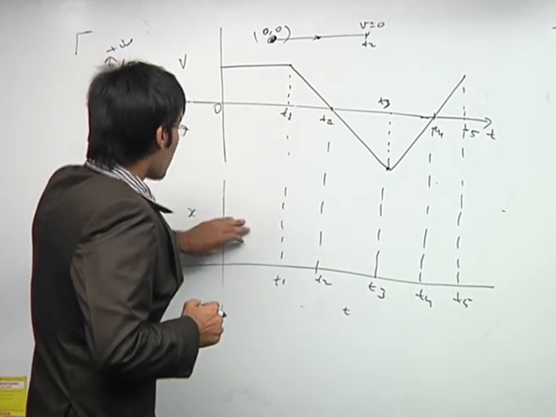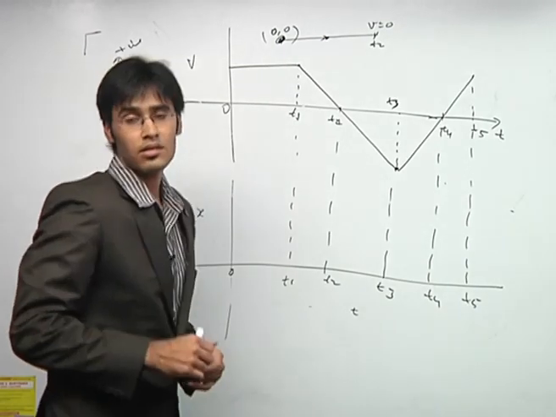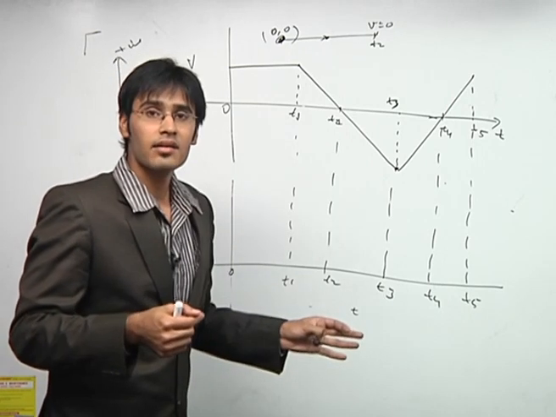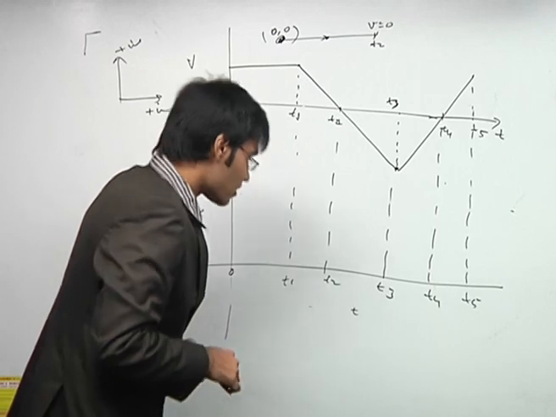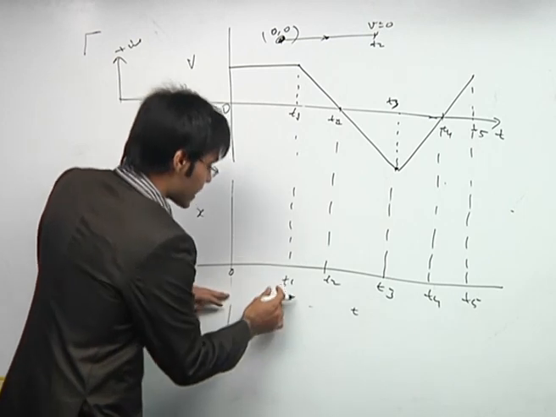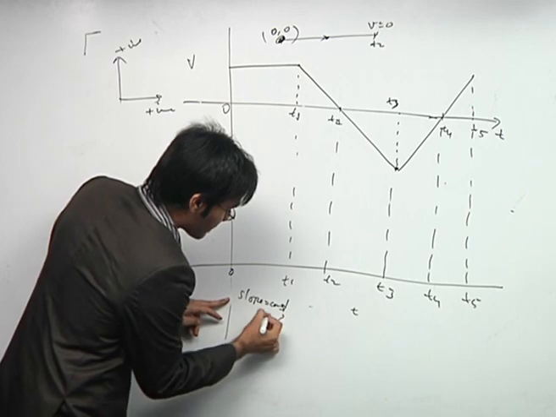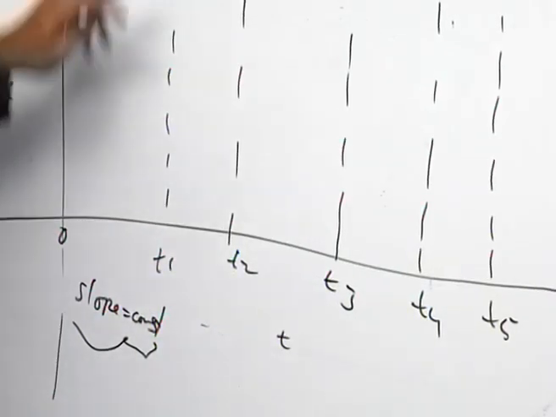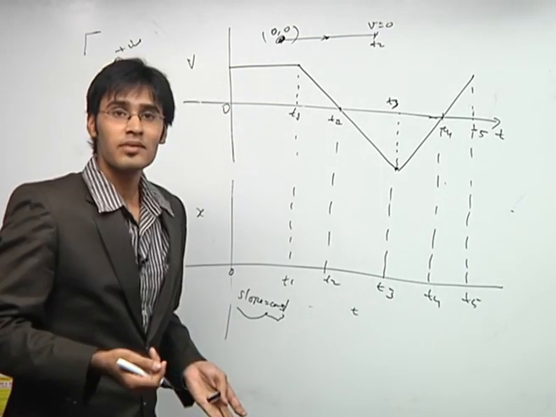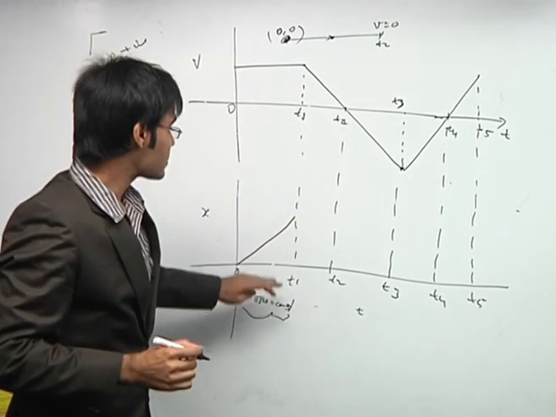So accordingly, we will try to draw x versus t. Okay, so first of all, I am concerned with 0 to t1. Since the velocity is constant in 0 to t1, the slope of the xt graph has to be constant. Okay, therefore it has to be an inclined line, or slope has to be constant. For this time interval, slope has to be constant. And the other thing is, since the velocity is positive, therefore slope must be positive. Okay, so it will be an inclined line with positive slope.